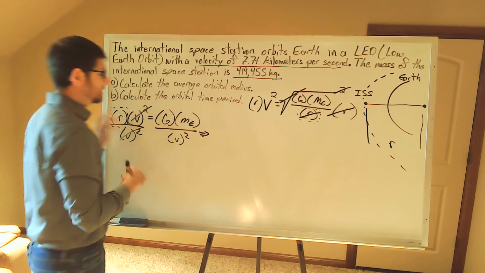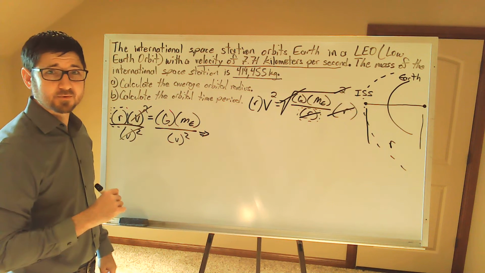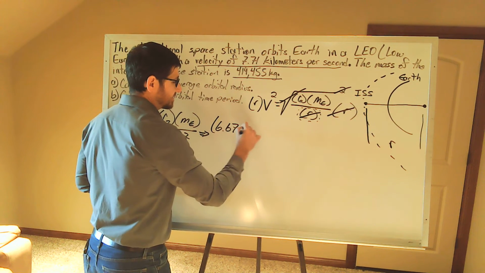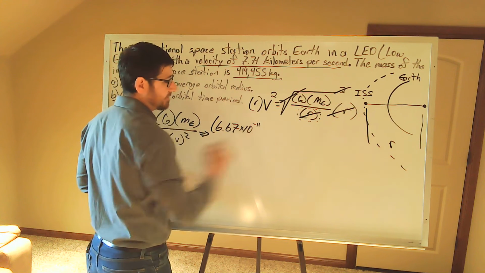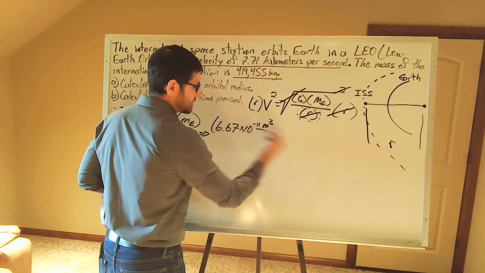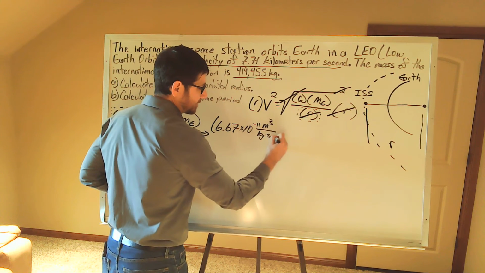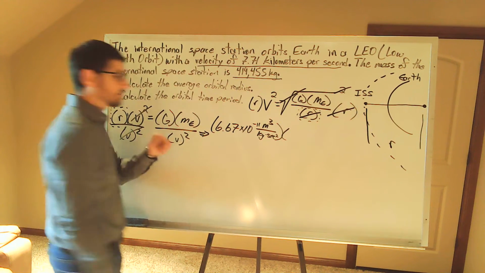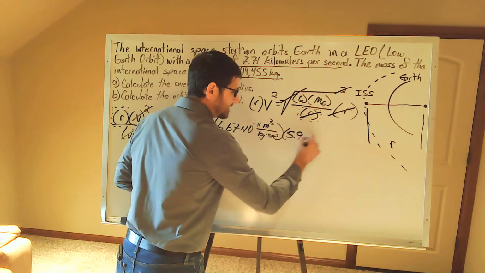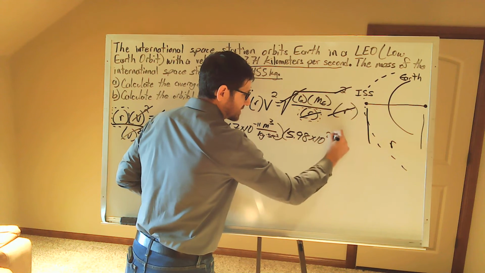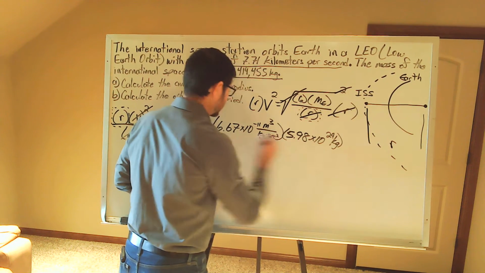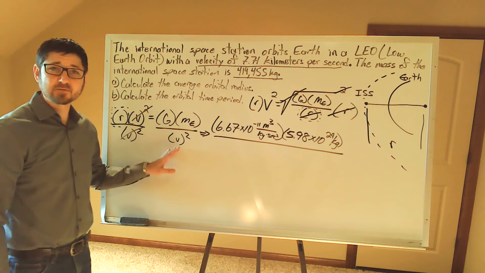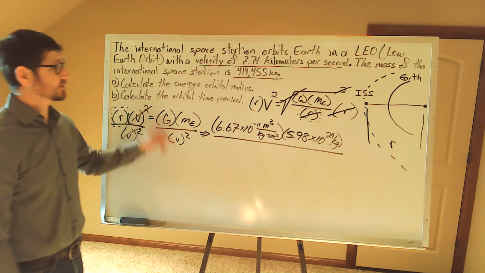So capital G, this is the universal gravitational constant. This is 6.67 times 10 to the negative 11th. And our units are meters cubed per kilogram second squared. And we're going to multiply by the mass of the Earth, which is 5.98 times 10 to the 24th kilograms. And we're dividing by the orbital velocity of the International Space Station squared.